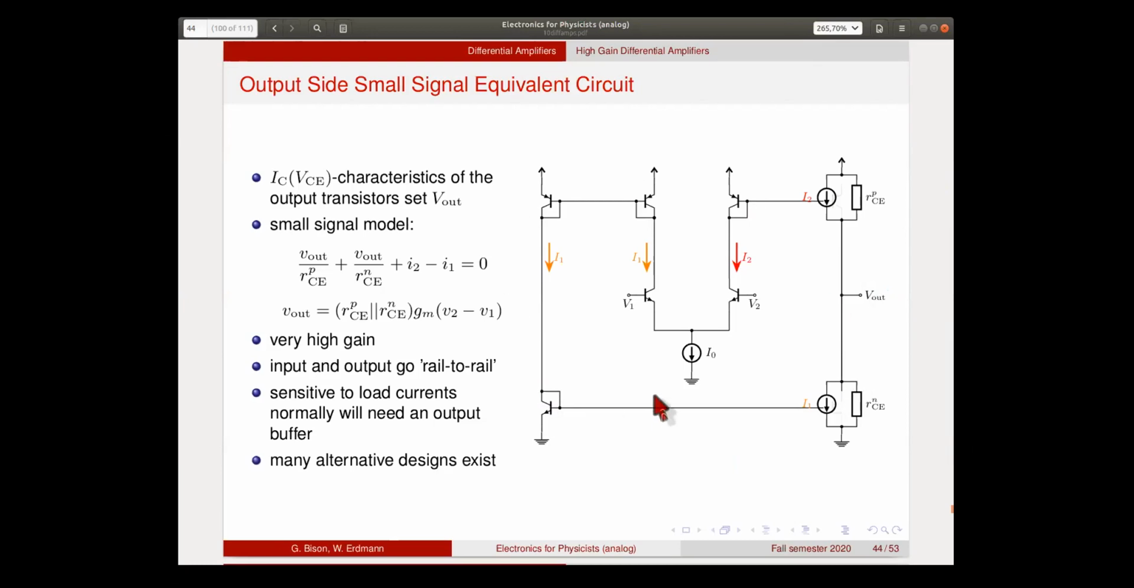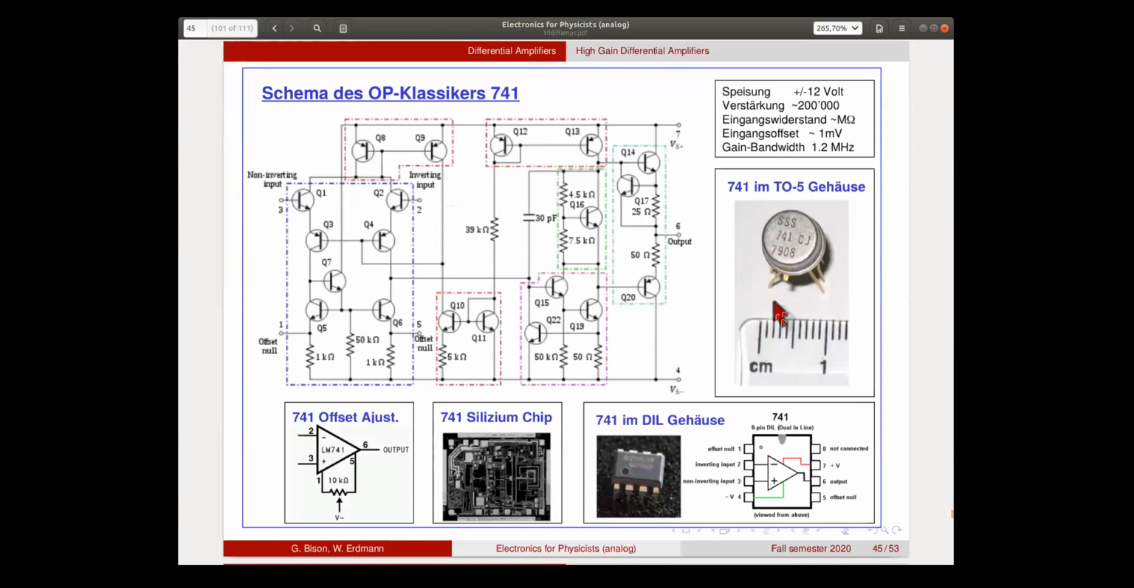But this is not the only possible design for an input stage, and we'll see a different one on the next slide. This is just one that is frequently used, and this is a modification of it that makes it quite ideal. So this picture is a slide that I took from Ron Torresberger, who gave this lecture a few years ago. It is a summary slide of a classic operational amplifier.